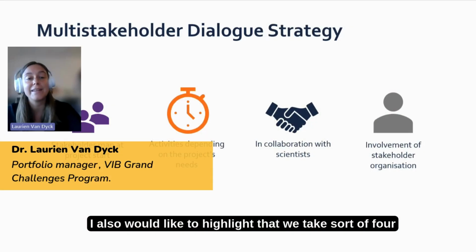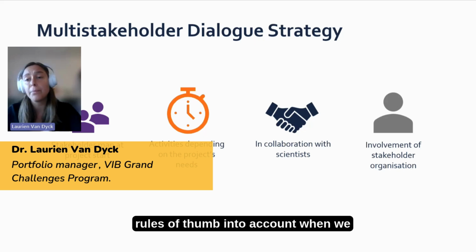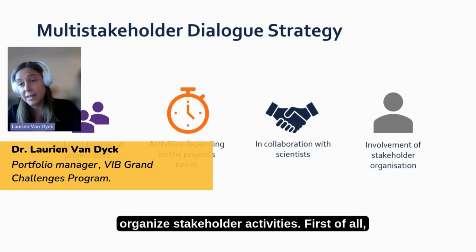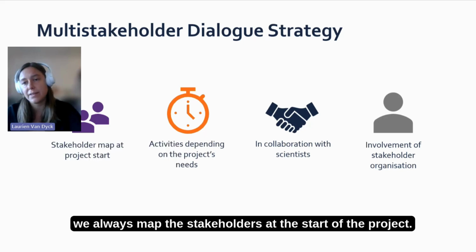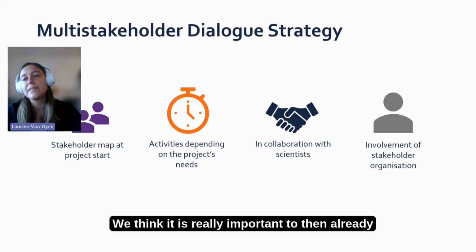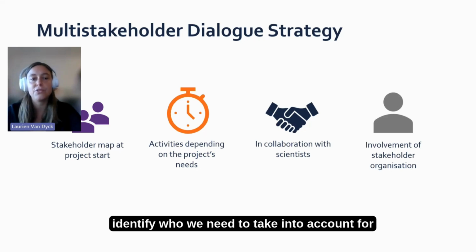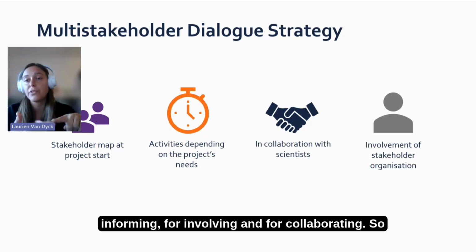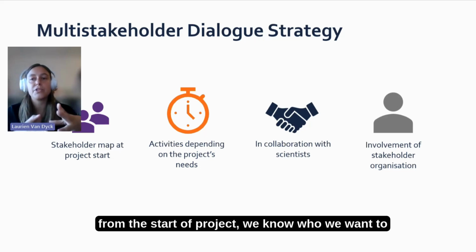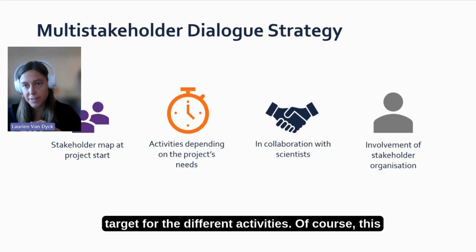I'd like to highlight that we take four rules of thumb into account when we organize stakeholder activities. First of all, we always map the stakeholders at the start of the project. And we think it is really important to then already identify who we need to take into account for informing, for involving, and for collaborating. So from the start of the project, we know who we want to target for the different activities.